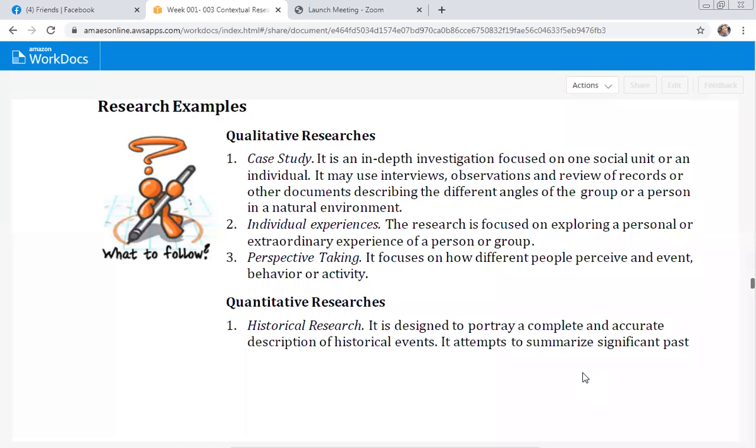Pinsan. Ano yung pinsan? Sino yung nagsalita ng pinsan?